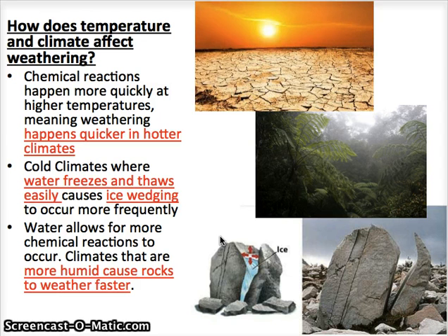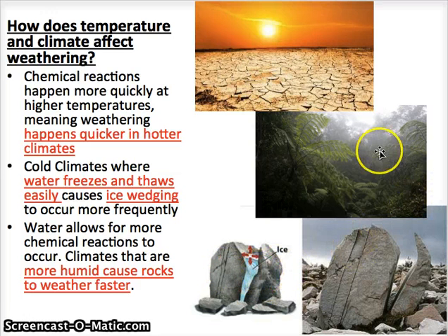Chemical reactions generally happen more quickly at higher temperatures, and that means that rocks that are located in hotter climates are going to weather faster. Likewise, colder climates also can weather rocks more quickly because in colder climates, the freezing and thawing action for ice wedging happens more frequently, and that's going to cause the rocks to weather more quickly.